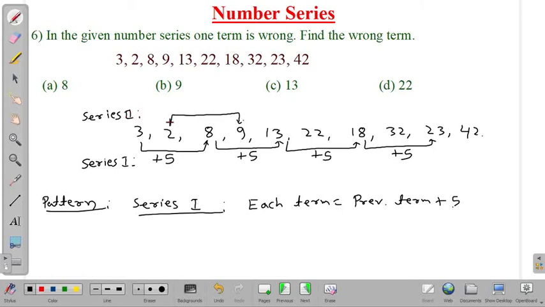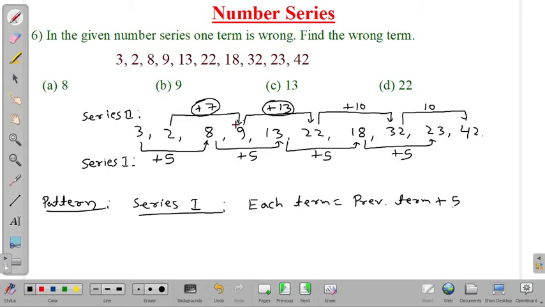So if we see here from 2 to 9, so plus 7, the difference is 7. Then 9 to 22, the difference is 13. If we see 22 to 32, the difference is 10, plus 10, and from 32 to 42 again the difference is 10. Okay, so the difference here is different, and here also it is different.